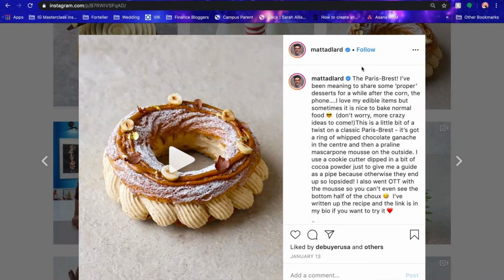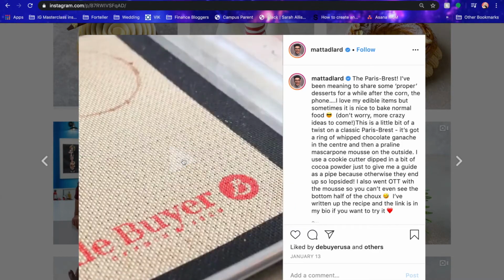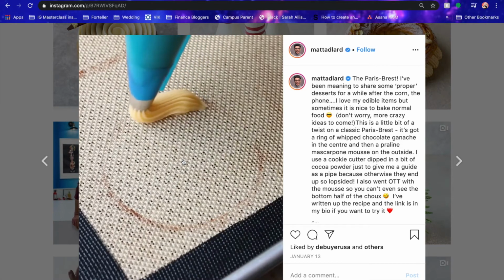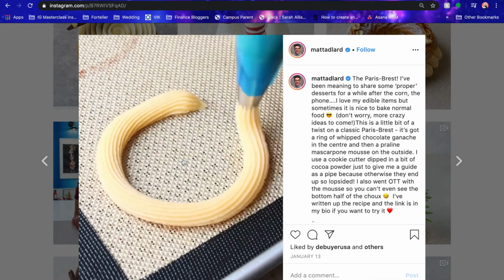And let's move on to the next one. So we have Matt Allard, who is the topless chef. He has a lot of really great recipes and desserts and foods that he focuses on making. And what makes his post great is the simple fact that he gives you a tutorial through creating this latest dessert.